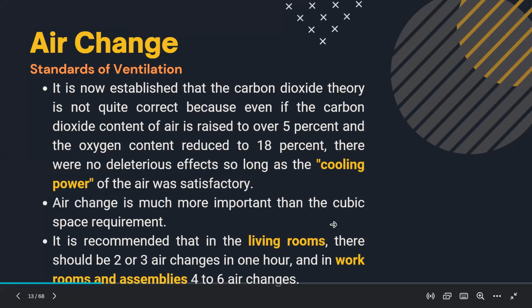Air change. It is now established that the carbon dioxide theory is not correct, because even if the carbon dioxide content of air is raised to over 5% and the oxygen content reduced to 18%, there were no deleterious effects so long as the cooling power of the air was satisfactory. Air change is much more important than the cubic space requirement. It is recommended that in the living rooms there should be 2 or 3 air changes in 1 hour, and in workrooms and assemblies, 4 to 6 air changes.